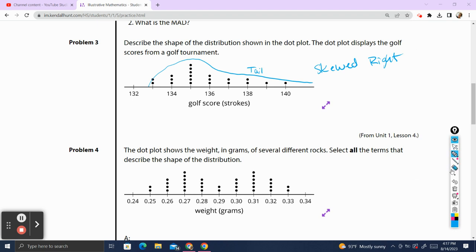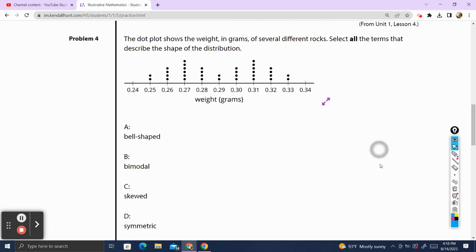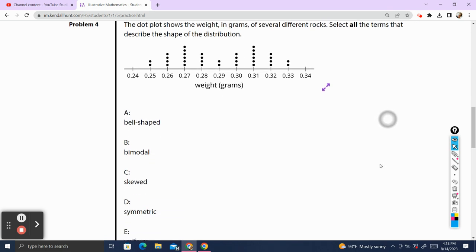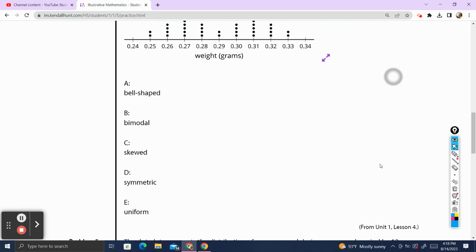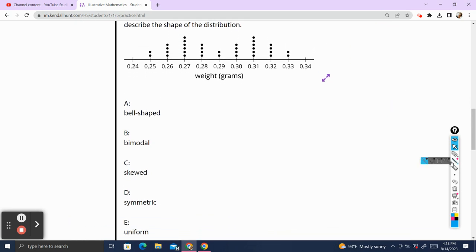Let's go ahead to the next question. The dot plot shows the weight in grams of several different rocks. Select all the terms that describe the shape of this distribution. So let's go ahead and look at this. I'm going to trace this, again, because tracing it helps me see my shape. It does not look like a bell shape or a mound shape, because a bell shape or a mound would look like this.